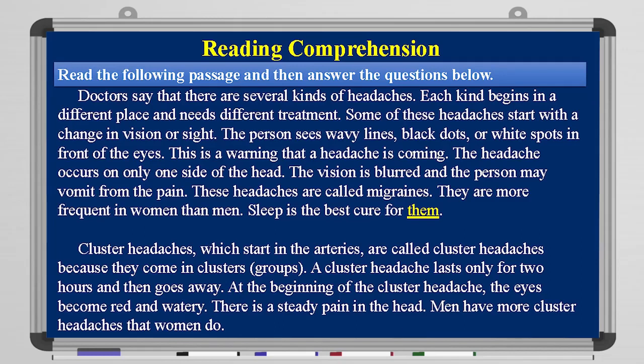The headache occurs only on one side of the head. The vision is blurred and the person may vomit from the pain. These headaches are called migraines. They are more frequent in women than men. Sleep is the best cure for them.